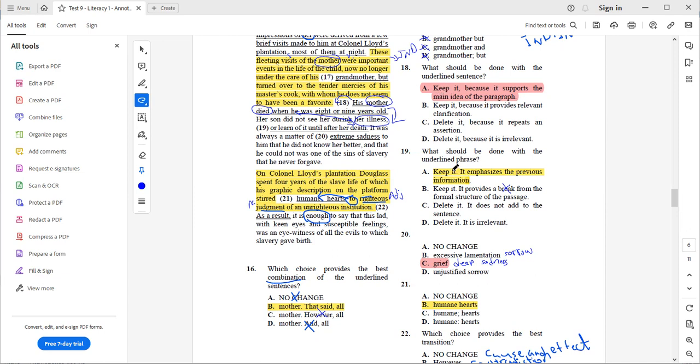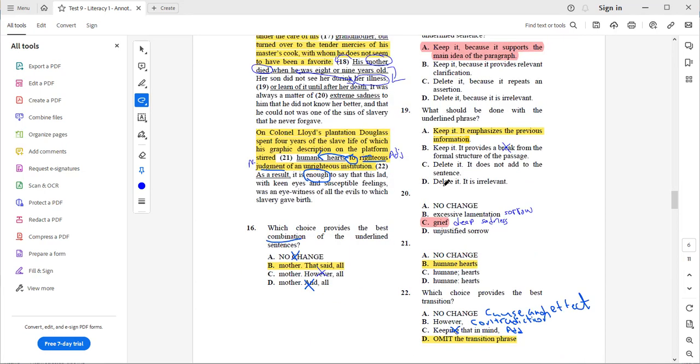This one, I think. Yes. Keep it because it emphasizes the previous information about the mother's death. Or keep it because it provides a break from the formal structure of the passage? No, because it still talks about the mother dying. Okay, thank you. Number 20.